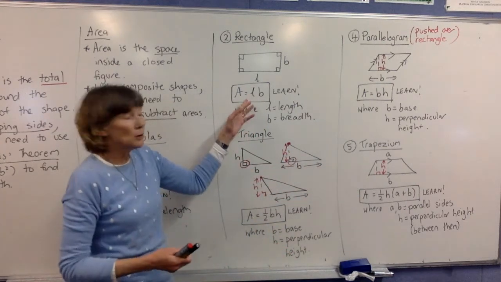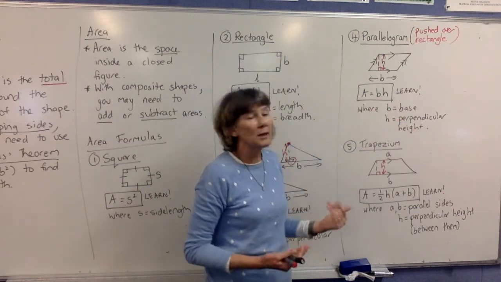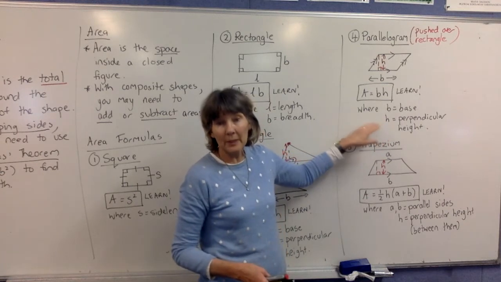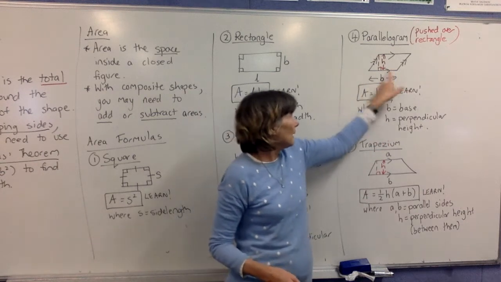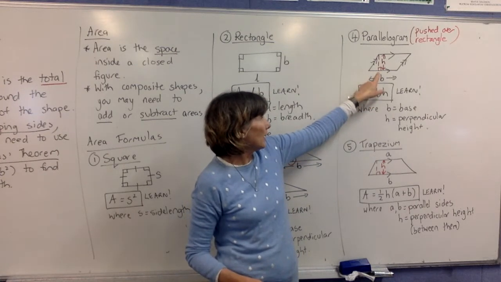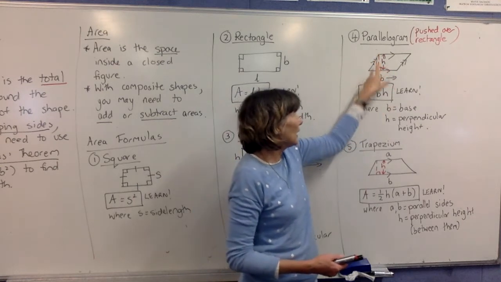So the formula is very similar to the area of a rectangle. In a rectangle we do length times breadth. Here we do base times height. So 2 things are being multiplied together. Don't forget the h is the perpendicular height. So if this is your base, h has to come off the base at right angles to reach the other side.